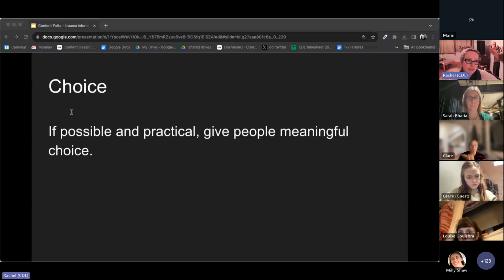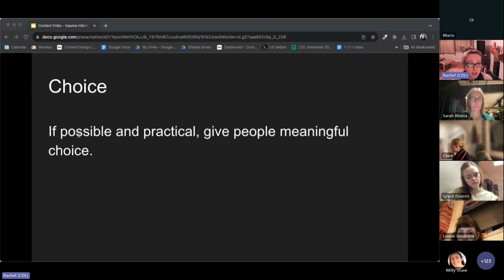Principle number 3, choice. If possible and practical, give people choice. Let them choose how or when they access your content, or tell them if they have the choice to go somewhere else. Have different ways to support different people. In Redress, we had those support options I mentioned. Some applicants might want to speak to a person on the telephone for support. Others might want to be able to access information independently.